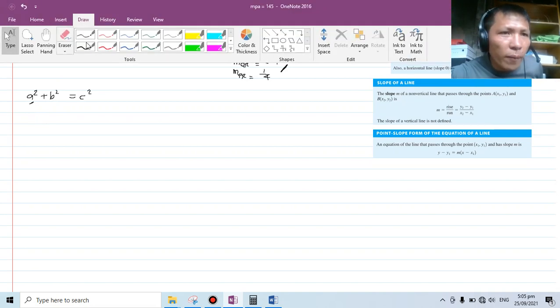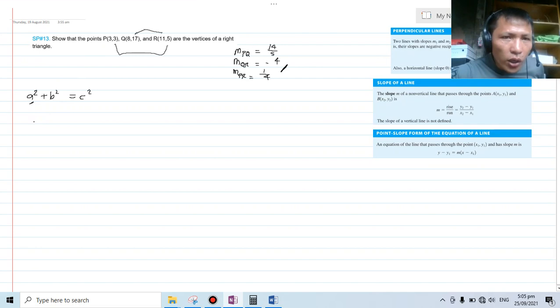Let me start with Q. That is 17 minus 5, squared, plus 8 minus 11, squared. This is the distance formula.